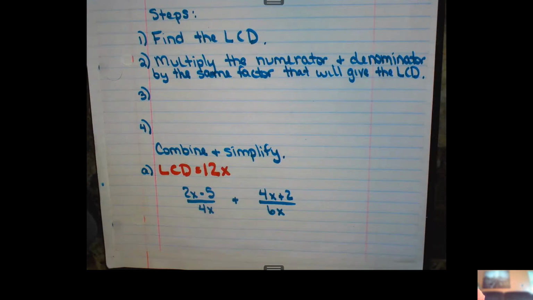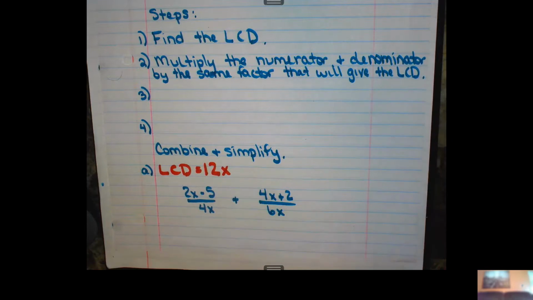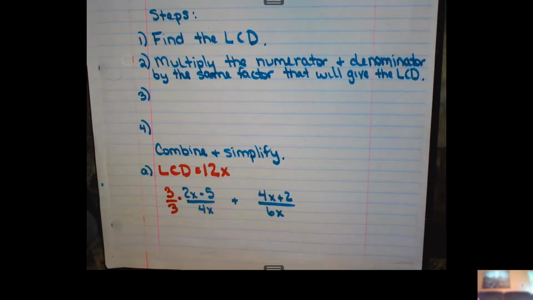So what we want is we want both of these fractions to have a 12x on the bottom. So in order to do that, we need to say to ourselves, 4x times what is going to give us 12x? Well, that will be a 3. So I'm going to multiply the top and the bottom of my fraction by 3.